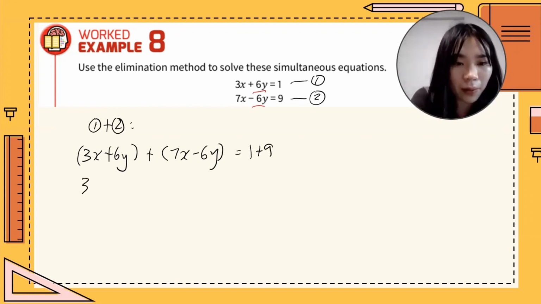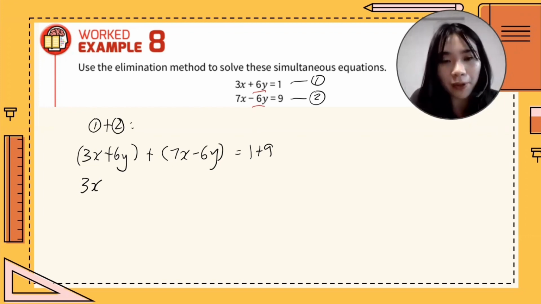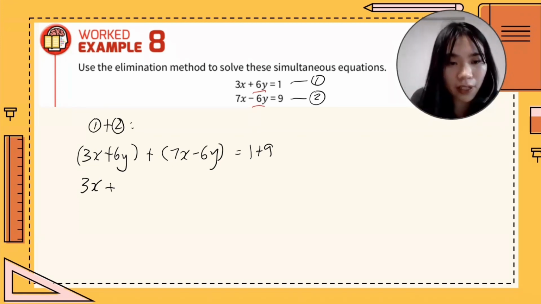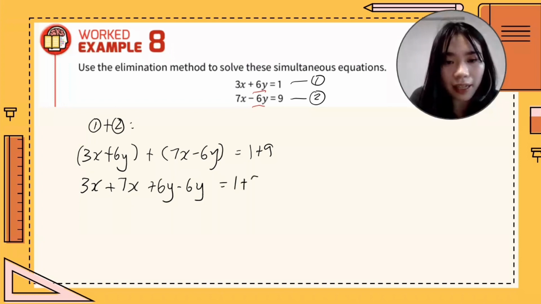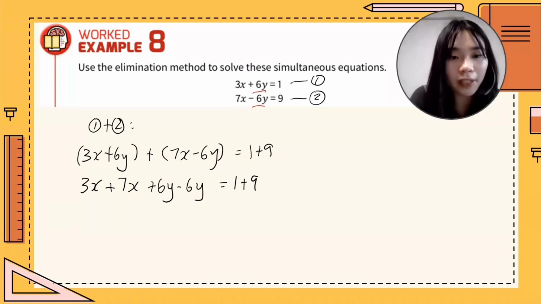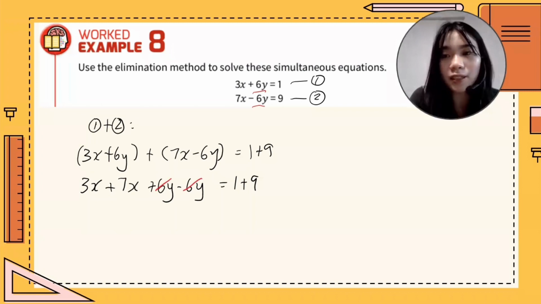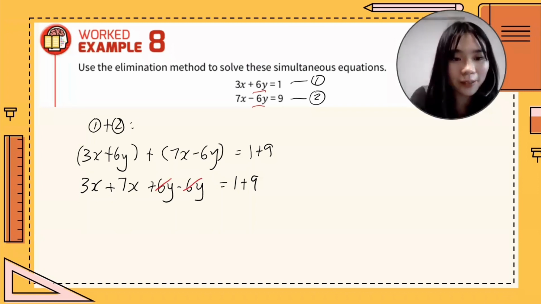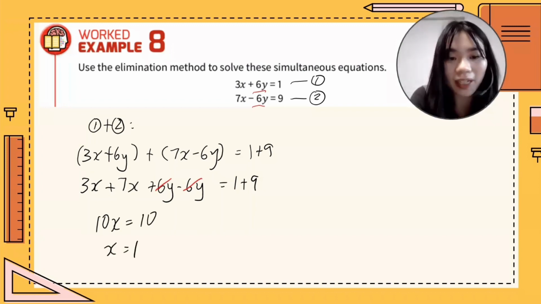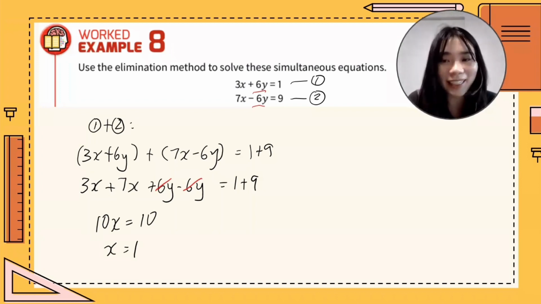And if I were to take everything out of their brackets and shift things around, you would realize that by adding the two equations up, I am able to now cancel off the 6y, right? Okay, and I'll get 10x equals 10, which means x equals 1. Now, that is the magic of elimination, okay?